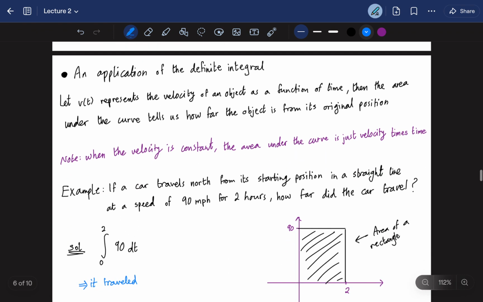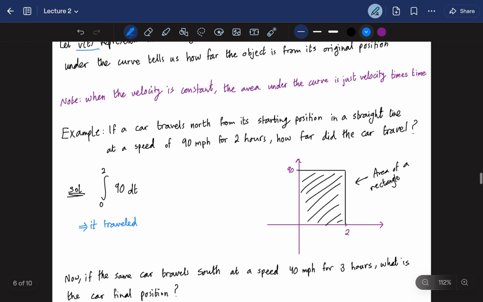Okay, so an application of the definite integral: we can have v of t, which is my velocity for some object, depending on some time t. The area under the curve will tell me how far the object is from the original position, or you can call it the distance that my object traveled. So the area under my velocity function is going to be my distance, and I can find the area under my velocity function using the integral.